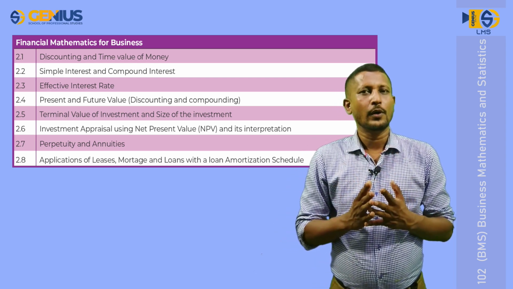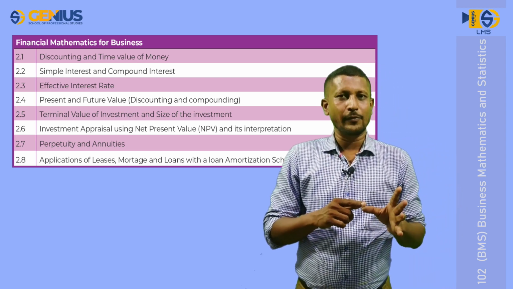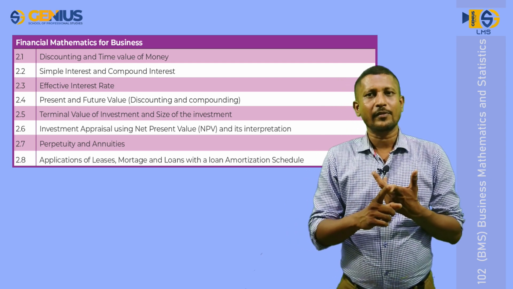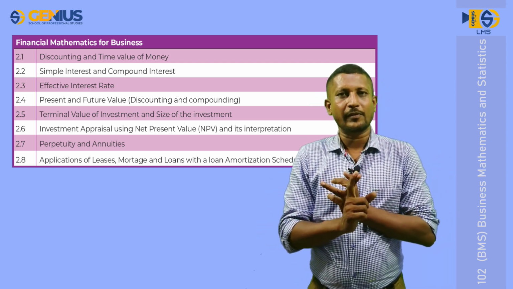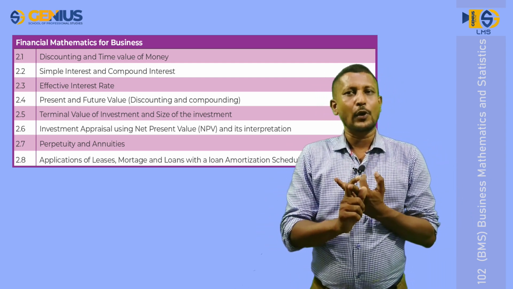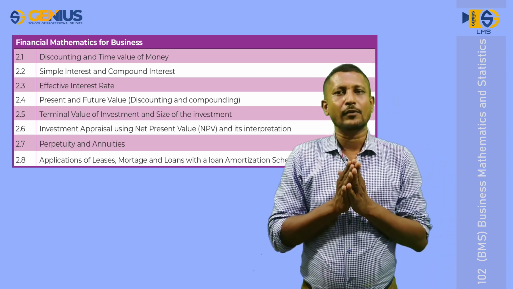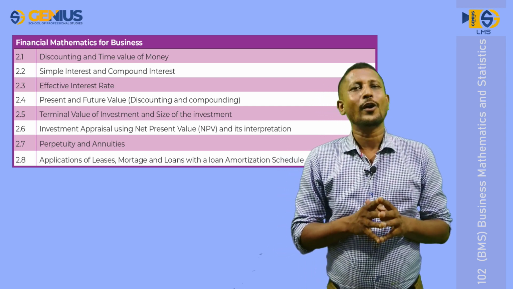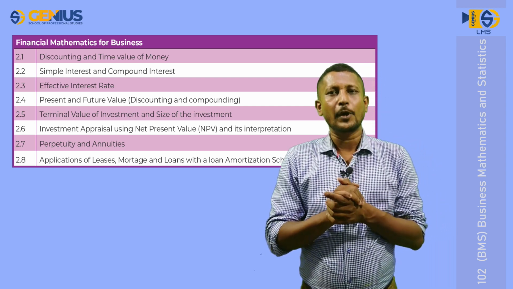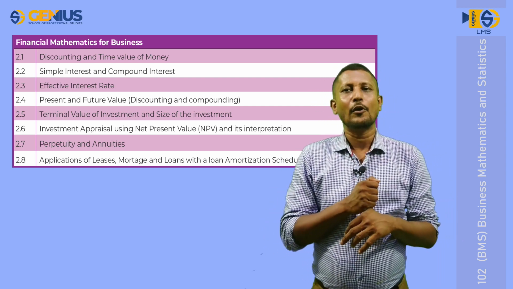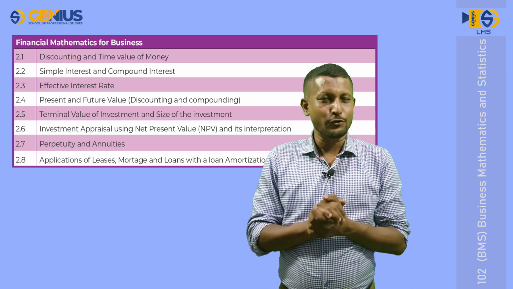So you know up to now simple interest and compound interest, the differences between simple interest and compound interest, and the effective annual rates. Then it moves to more advanced major techniques of financial mathematics called discounting, annuities, perpetuities and net present values.